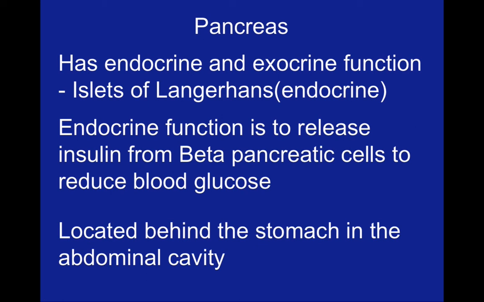So after that piece of chocolate cake that you may have after dinner, the beta pancreatic cells will go into action and release insulin to decrease blood glucose and to promote glucose transport into the cells. One other thing that we'll see about the endocrine portion of the pancreas is we have another cell known as alpha cells. And those alpha cells will release a hormone known as glucagon. And glucagon will actually function to increase blood glucose in the case of starvation or fasting. The pancreas specifically can be found in the abdominal cavity located just behind the stomach.